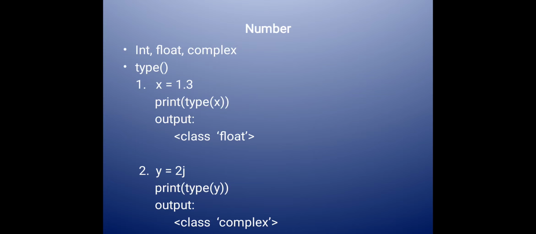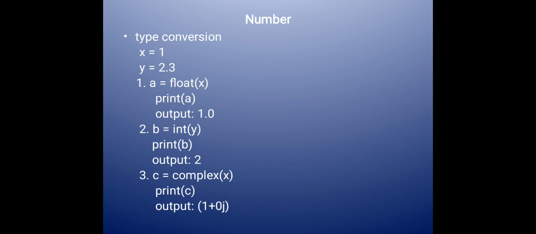So here also we can use the type function. So here I have taken one float type value and a complex value. So in the first example, x is equal to 1.3. Then while executing print of type of x, we will get the output as float. In the second example, y is equal to 2j. Print of type of y, the output will be complex.